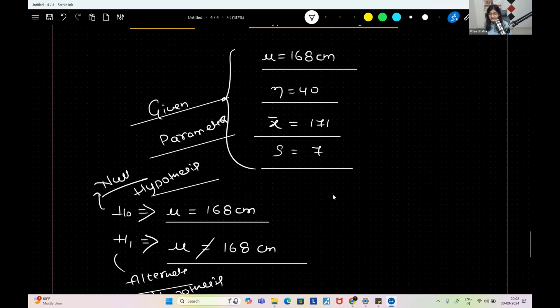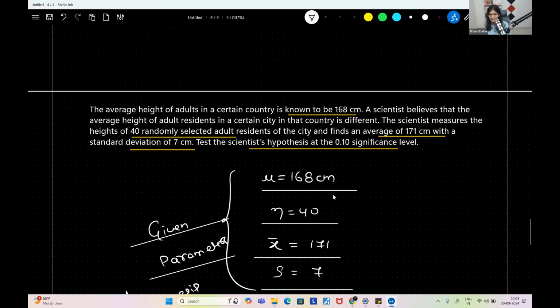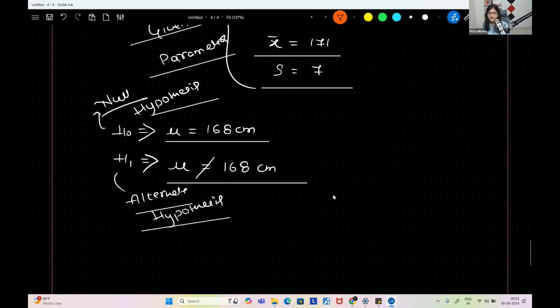171 is for the sample part. Again, this is not for the population. What is the researcher saying? The researcher is simply saying one statement. Scientists believe that the average height in a certain city in that country is different. They are not saying what exactly that height is. They are saying it is different from 168. So different means that mu is not equal to 168. We don't know what that is.